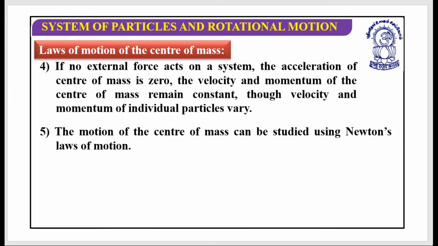Got this? Great. One more thing. If no external force acts on a system, the acceleration of the center of mass is 0. And when I say the acceleration of the center of mass is 0, the velocity and momentum of the center of mass remain constant. One more thing: though the velocity and momentum of individual particles can vary, I am talking about the velocity of the center of mass. So no external force means no acceleration. No acceleration means the velocity of the center of mass would remain constant. One more thing.